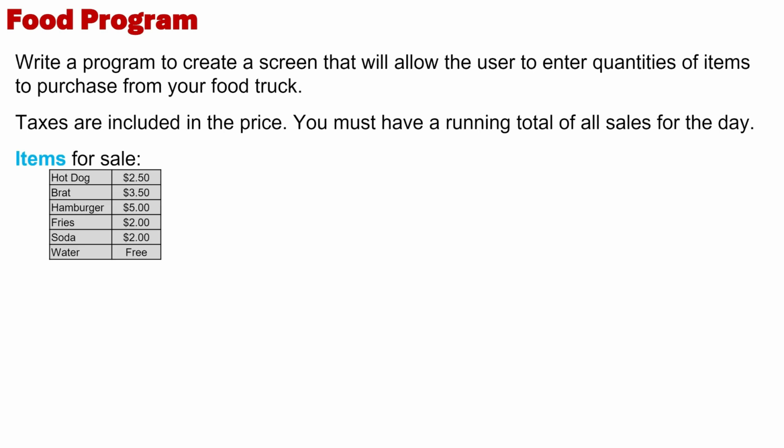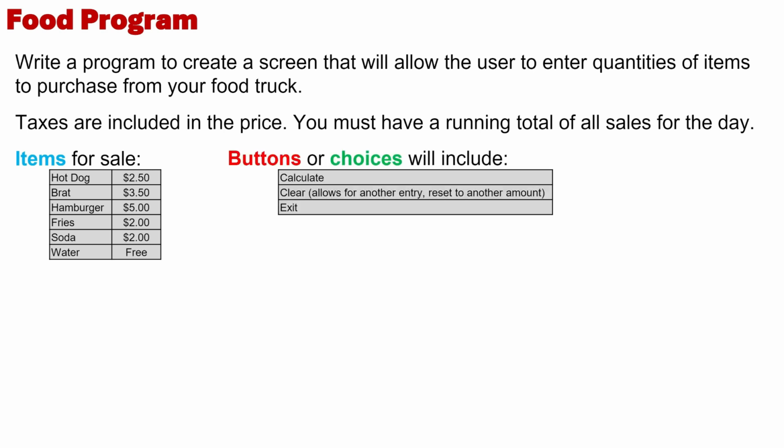Items for sale: hot dog $2.50, brat $3.50, hamburger $5, fries $2, tea $2, and water is free. Buttons or choices will include calculate, clear, that allows for another entry or reset to another amount, and exit.